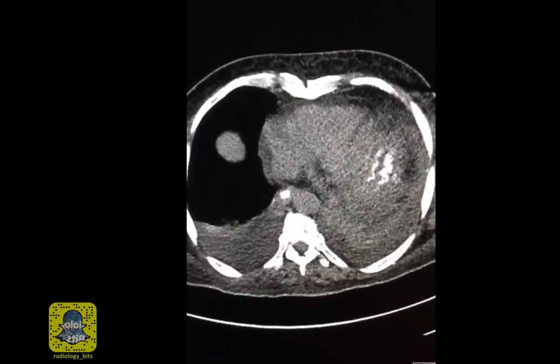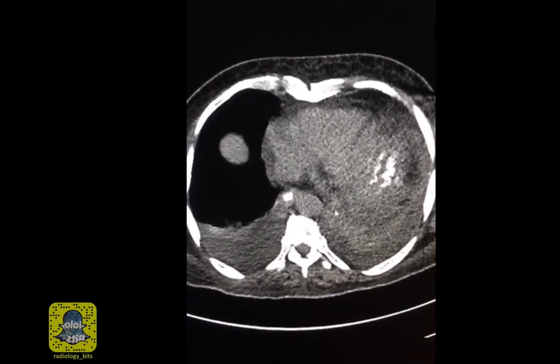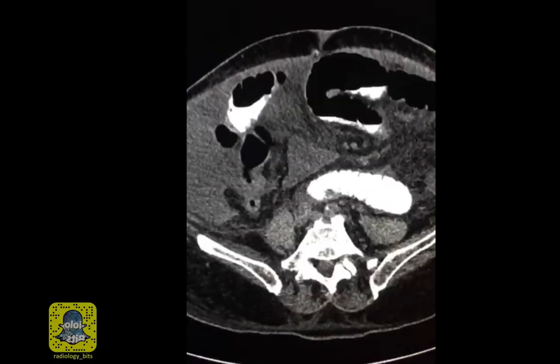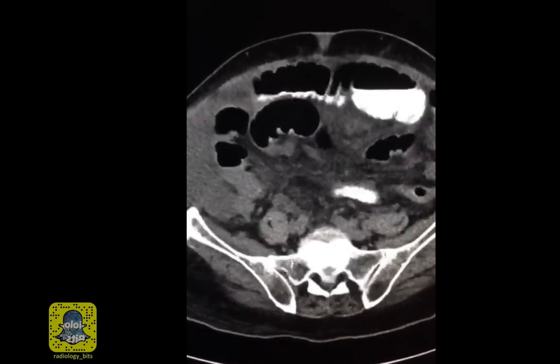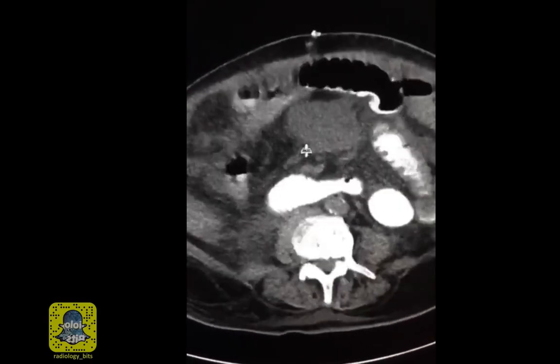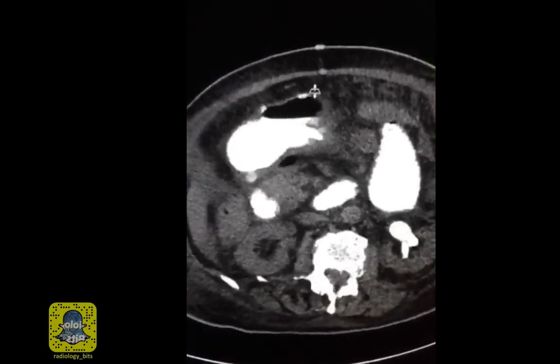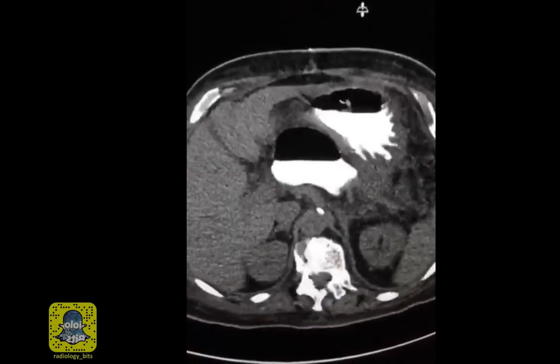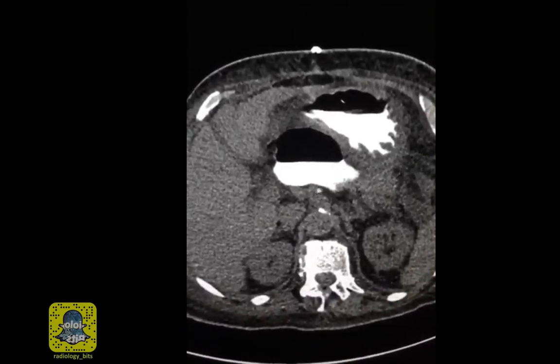There are several findings, such as the bilateral pleural effusions and the associated compressive basilar atelectasis of the lungs, also the presence of ascites and the nonspecific dilatation of some of the bowel loops. The reason I'm showing the case is to concentrate on this abnormal finding here.